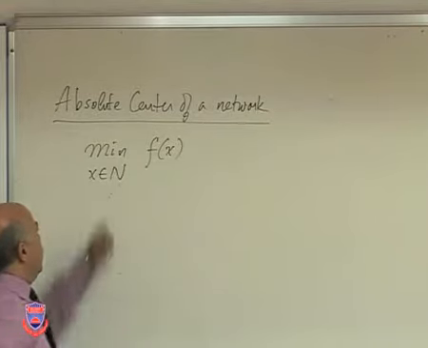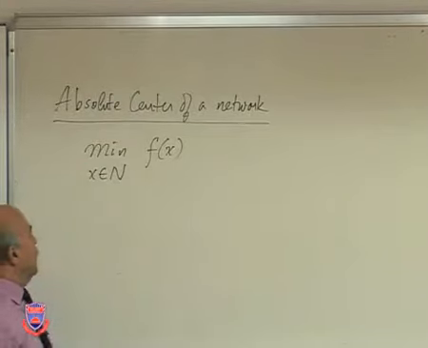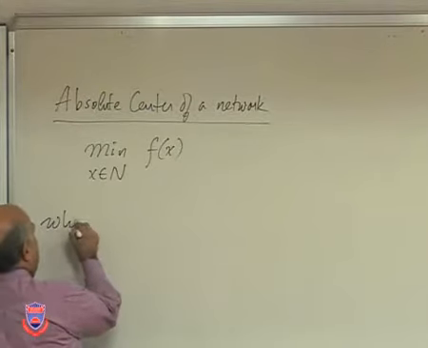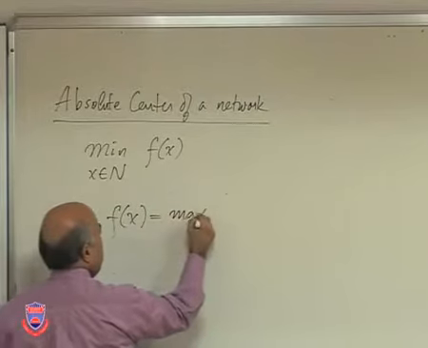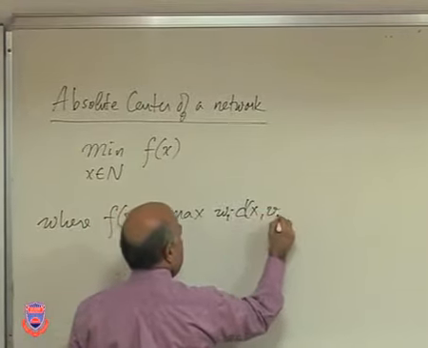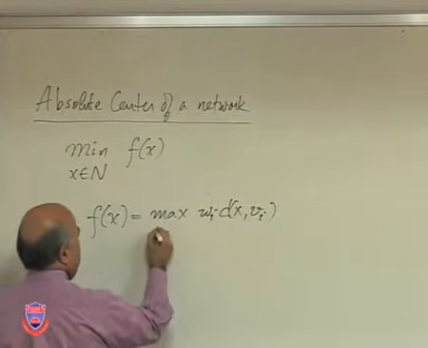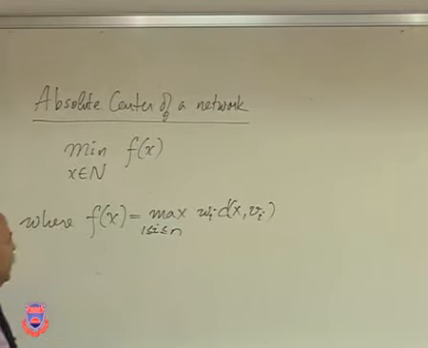So suppose again you have an embedded network N with vertex set V and edge set E, and you're trying to minimize f of x, where f of x is defined by the maximum weighted distance between x and vertex Vi. The maximum is over all vertices.